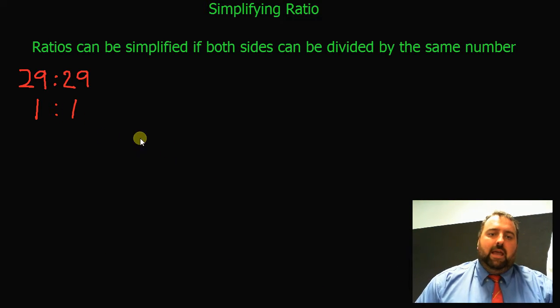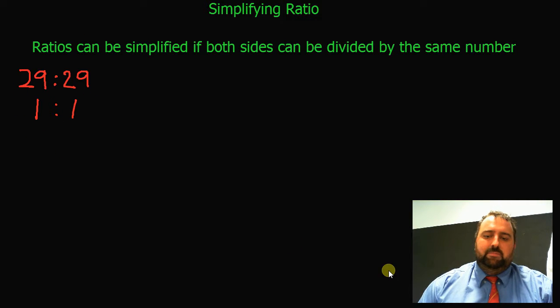Okay, so the idea is how do we make sure that our ratio gets down to this simplest number? Because the idea is generally we want to write it as simply as we can. Okay, so the rule is that ratios can be simplified if both sides can be divided by the same number. So let's look at the ratio 3 is to 6.